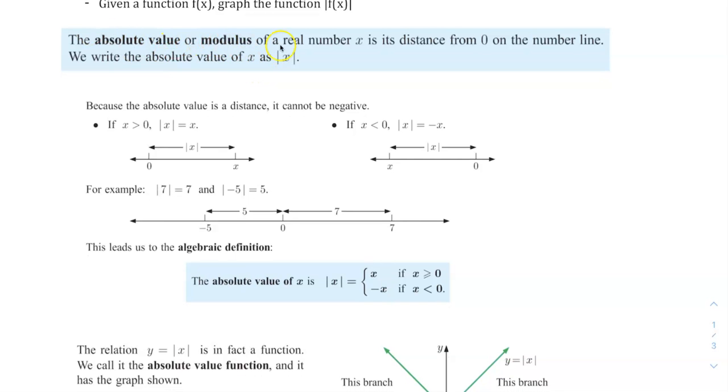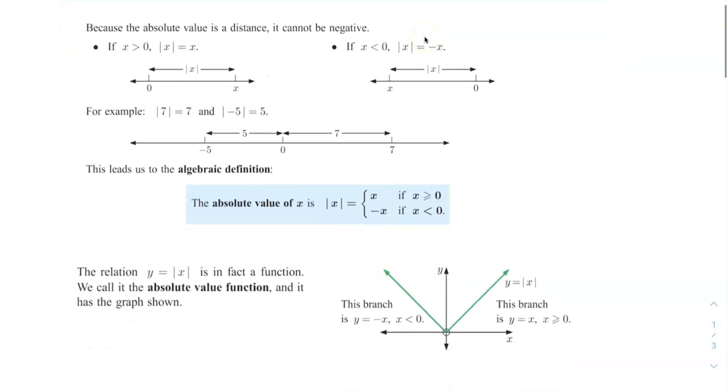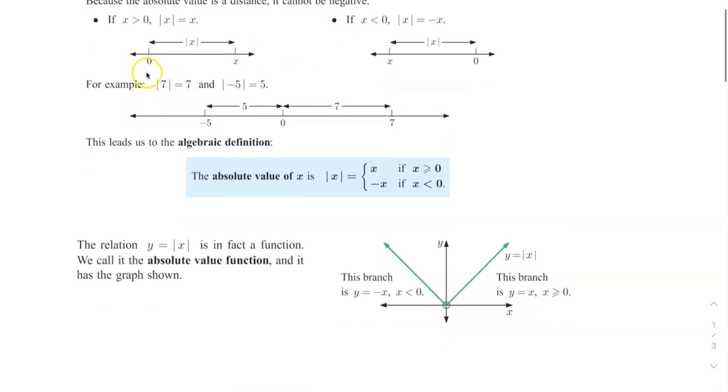The absolute value or modulus of a real number, x, is its distance from 0 on the number line. So keep in mind, the distance. That's why absolute value is always positive, because distance is always positive. So for example, if I give you the absolute value of 7, it's saying, hey, how far is 7 from 0? Well, it's 7 away. So it's a positive 7. And likewise, if I give you the absolute value of negative 5, it's saying, hey, how far is negative 5 from 0? Well, it's 5 away. So absolute value is always positive.